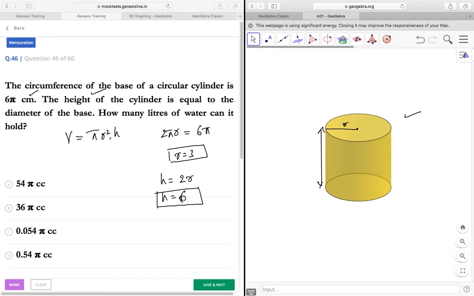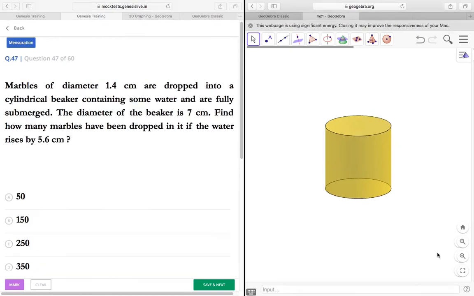Great. So this is 6 and this is 3, and hence the volume will be equal to pi r square is 9 and h is 6, or 54 pi cubic centimeters. So that is option A. Hope this is clear. Fantastic. Let's move on to the next one. Okay, 47th.